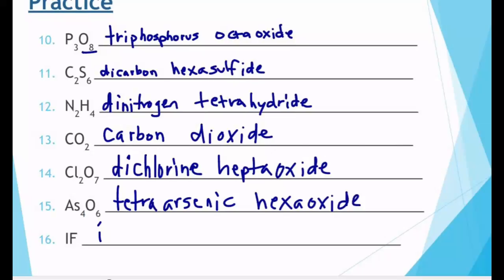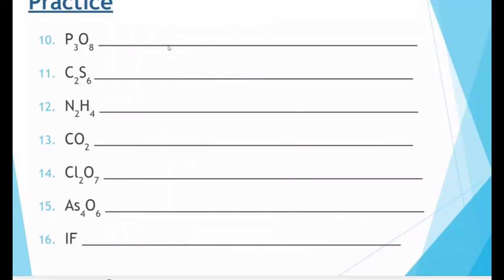This next one is not just IF, it is iodine and fluorine together, just one of each. Remember, we're not going to put a mono on the iodine, just name what we see. And then this next one, we have 1 fluorine there. And so this is where I'm going to have to use mono. And fluorine changes to fluoride. So hopefully that's not too bad.